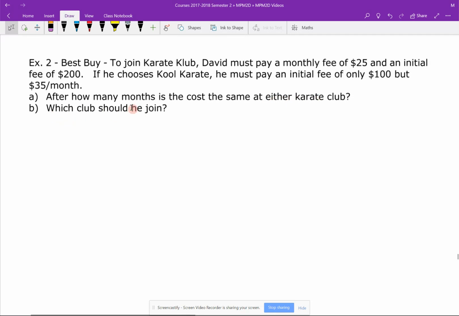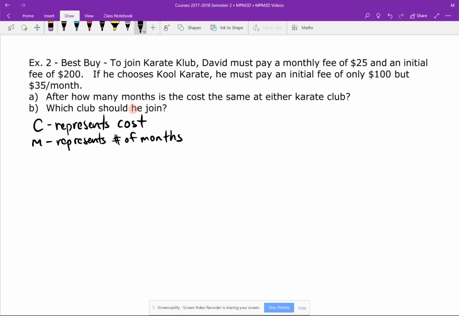So let's define our variables first. So let's see, we're dealing with costs here. We're paying money. So we're going to say C represents cost. And we also have number of months because we're paying a rate per month. So we're going to use the letter M to represent the number of months. Okay, so let's create our first equation.